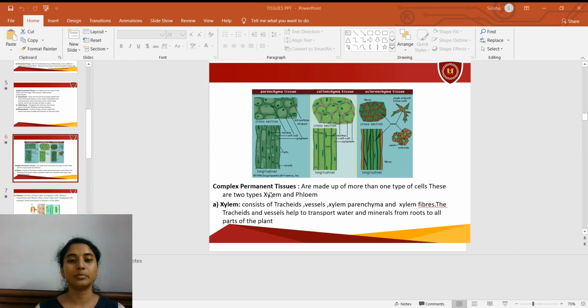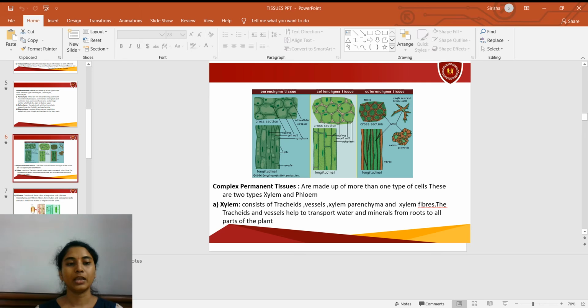Next come complex permanent tissues, which are made up of more than one type of cell. These are of two types. They are also called vascular bundles, like xylem and phloem. Xylem consists of tracheids, vessels, xylem parenchyma, and xylem fibers. The tracheids and vessels help to transport water and minerals from the roots to the shoot, to all parts of the body, all parts of the plant.